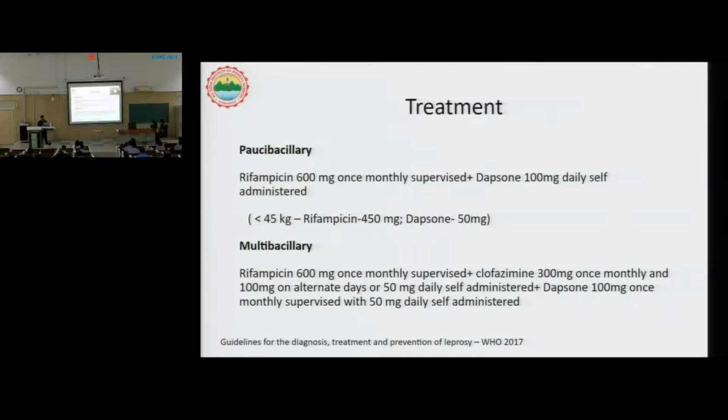In multibacillary leprosy, rifampicin 600 mg once monthly supervised and clofazimine 300 mg once monthly and 100 mg on alternate days or 50 mg daily self-administered, plus dapsone 100 mg once monthly supervised plus 50 mg daily self-administered.